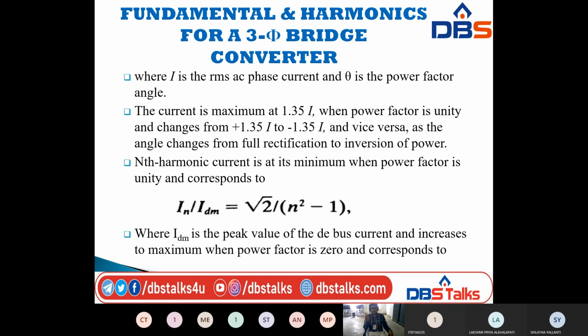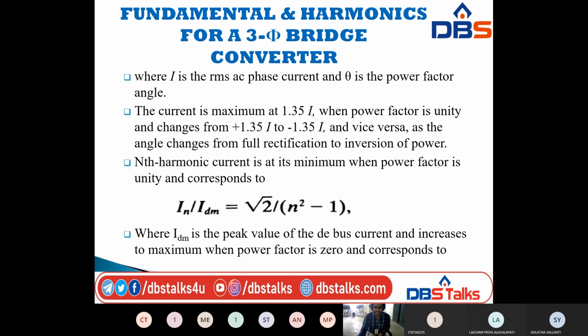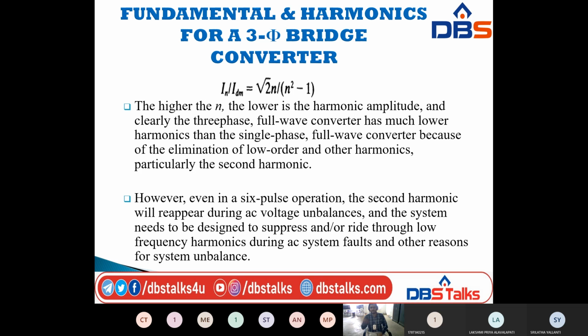And it increases to maximum when the power factor is 0, and corresponds to In by IDM equal to root 2 n by n square minus 1. In the previous case we had root 2 by n square minus 1. So in this case we have root 2 n by n square minus 1.